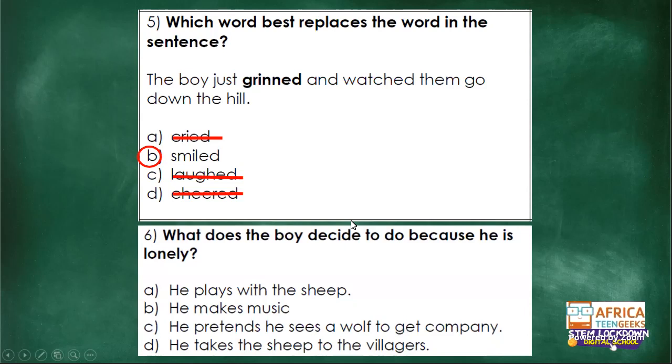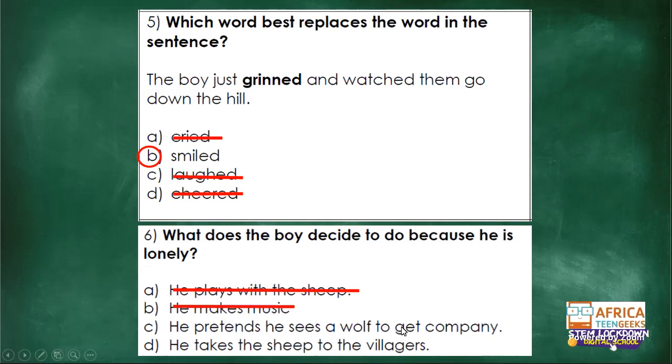Number 6. What does the boy decide to do because he is lonely? A, he plays with his sheep. Is that true or false? Not true. Next one. He makes music. Is that true or not? No.